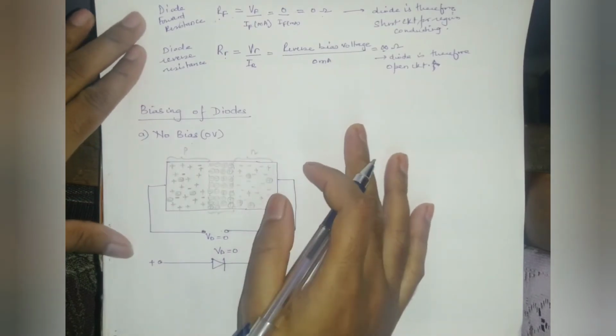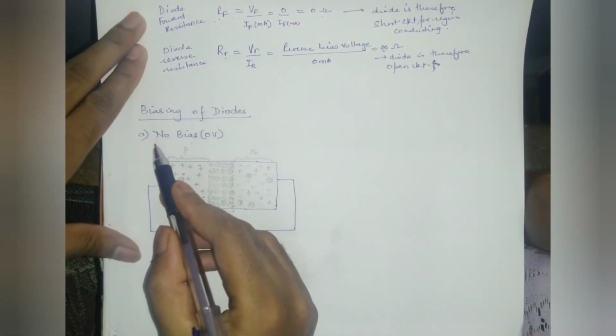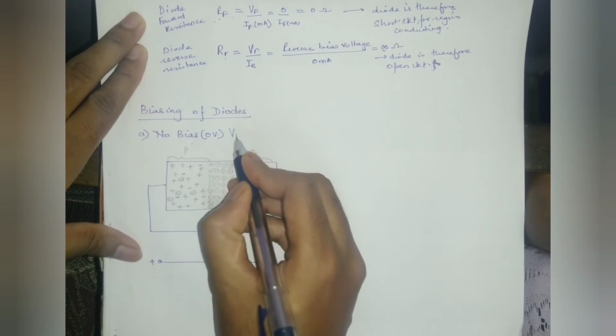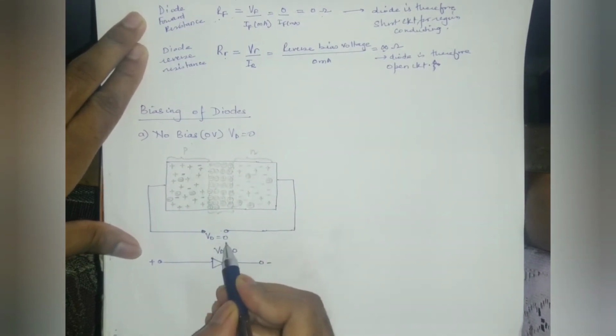So let's do the biasing of the diode. The first one is no bias, so your VD will be equal to 0. As you can see here, VD is equal to 0.